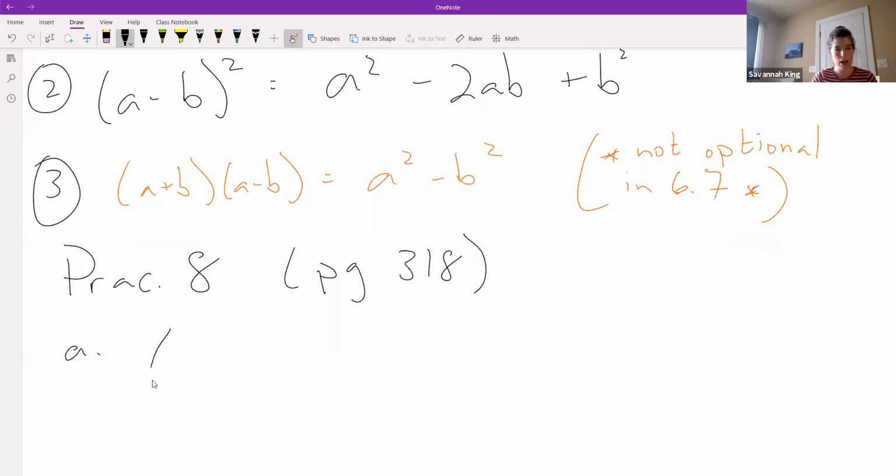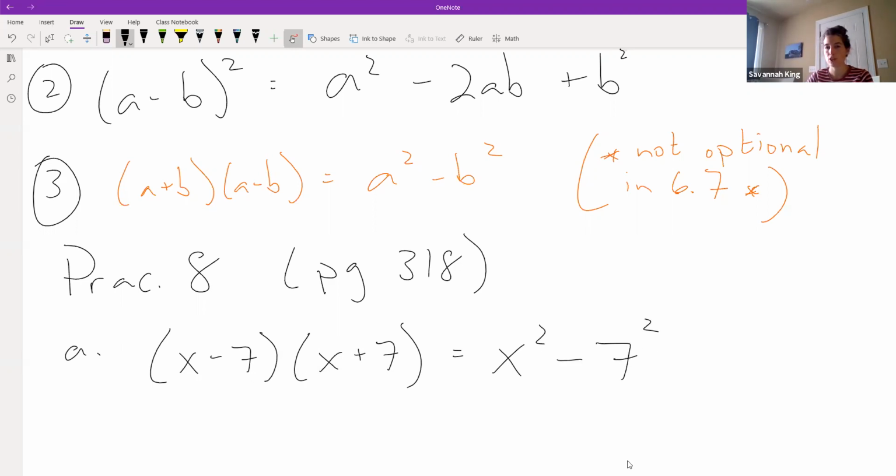So part A, if you have x minus 7 times x plus 7, this is an application of that rule 3. Now, they put their plus first. It doesn't matter. It's the same thing. As long as you have x and 7 being subtracted in one of your sets of parentheses, and you have x and 7 being added in one of your sets of parentheses, all you have to do, instead of foiling or distributing every single piece painstakingly across, you can just take that first piece, square it, slap a negative sign in between, take the other piece, and square it.